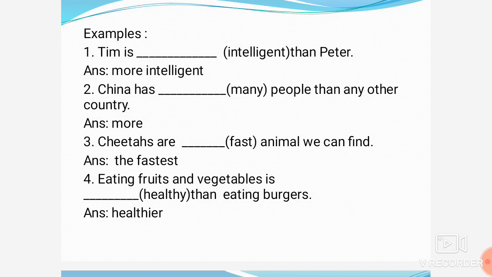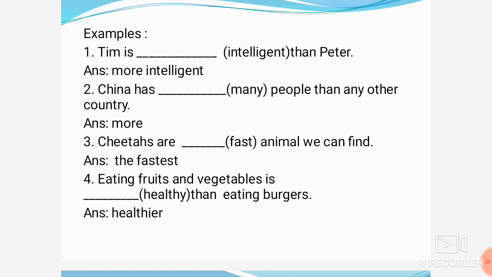Coming to the next example, China has dash people than any other country. Many is the adjective. Here rule number 5 is applicable. Why? We learned that some adjectives do not form their positive degree when you change it to the comparative and superlative. So we learned many becomes more in comparative degree and most in superlative degree. So this answer is China has more people than any other country.